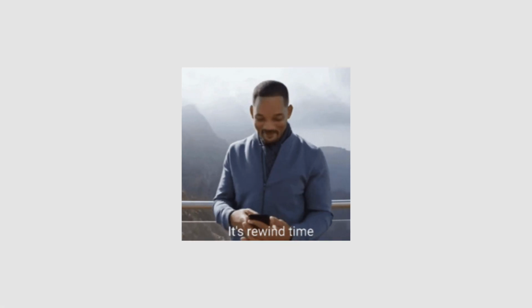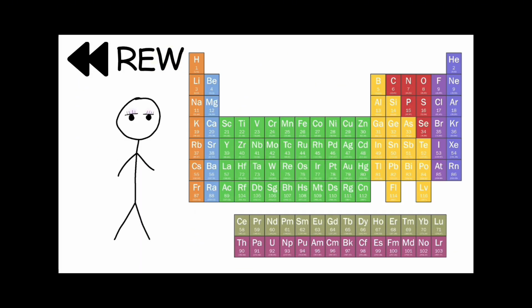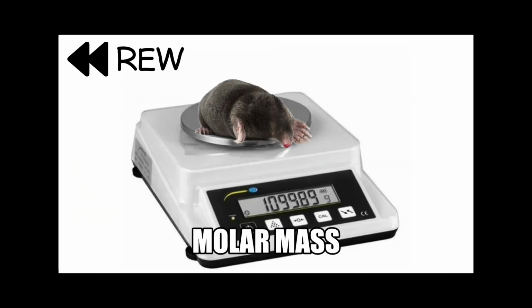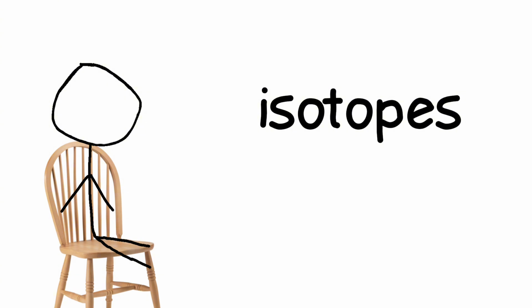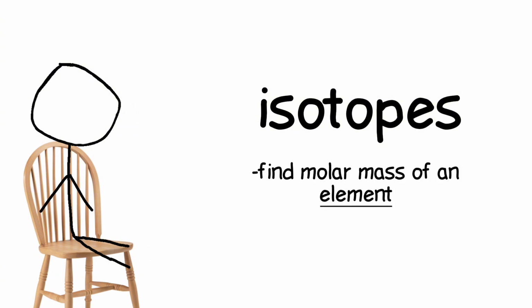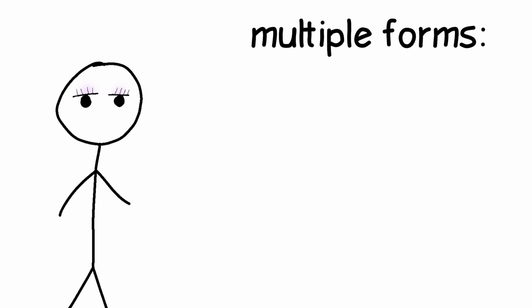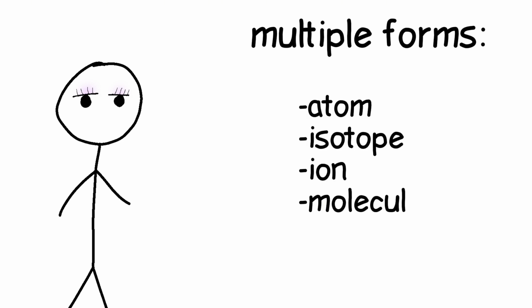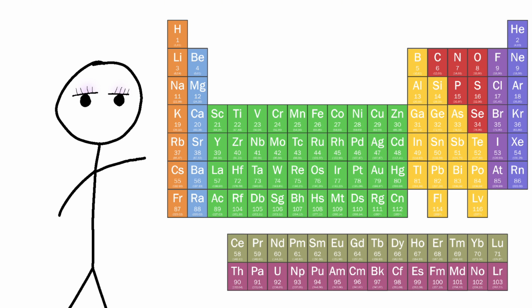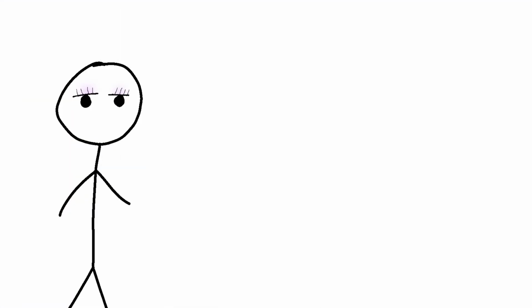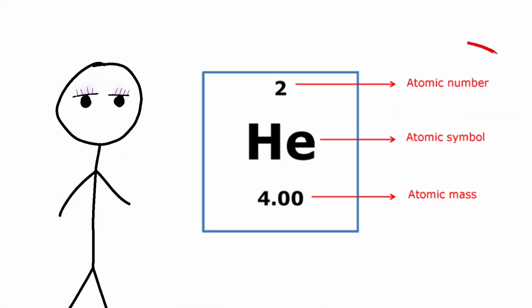It's rewind time. In our last video on Lesson 1 of Unit 1, we went over the concepts of moles and molar mass and how they relate to each other. In this video, we will learn about isotopes, which are used to find the molar mass of an element. To start off, each element can have multiple different forms as an atom, isotope, ion, or molecule. So to differentiate and label individual elements, we consider the number of protons in each element.